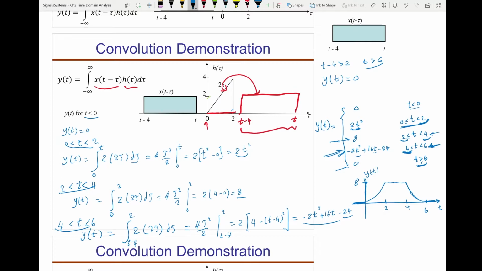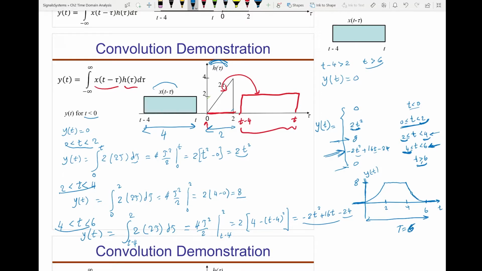Now, the other thing we said: when you do convolution of two functions, the outcome time length will equal the length of this function plus the length of this function. So for y of t, the length is 6. Look here, this length is 4. This length is 2. 2 plus 4 is 6.